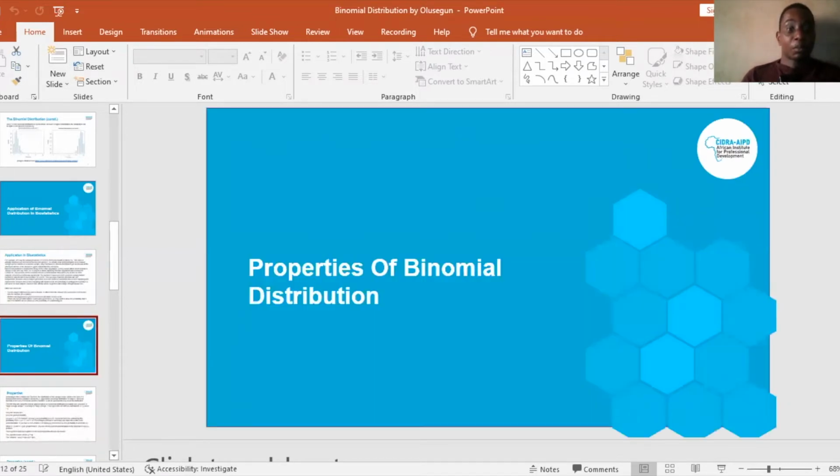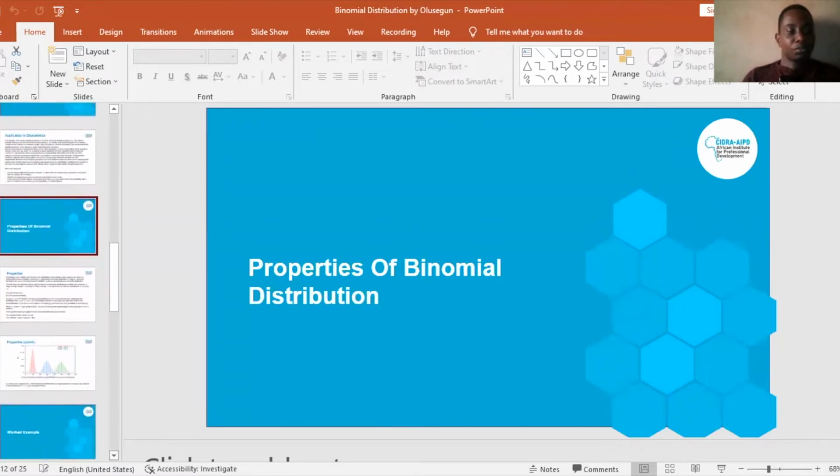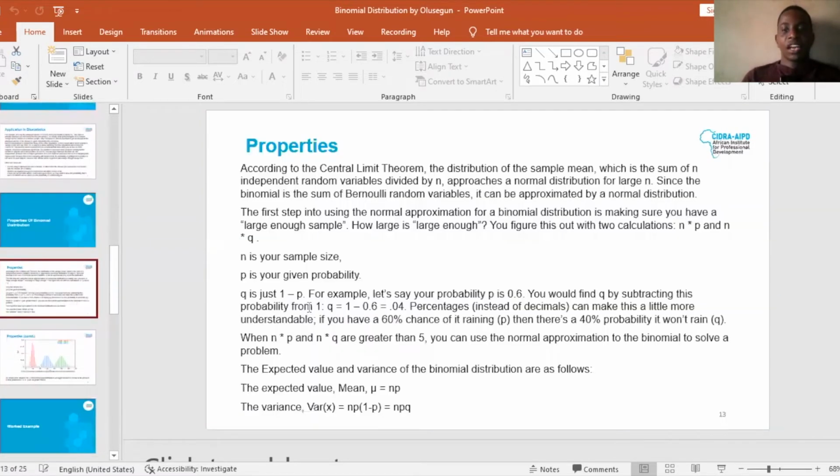Now, the properties of binomial distribution. According to the central limit theorem, the distribution of the sample mean, which is the sum of n independent random variables divided by n, approaches a normal distribution for large values of n. Since the binomial is the sum of Bernoulli random variables, it can be approximated by a normal distribution. The first step in using the normal approximation for a binomial distribution is making sure you have a large enough sample. How large is large enough?